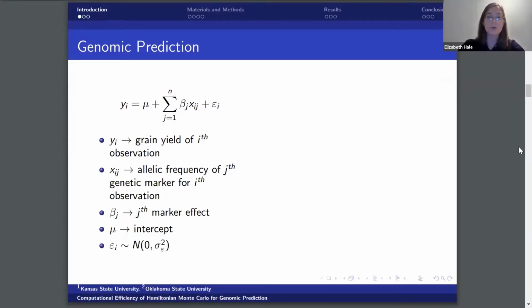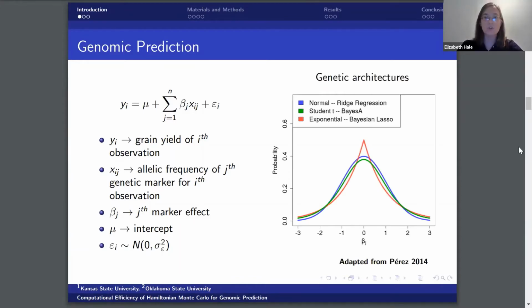Now this model is posed in a Bayesian framework, meaning that our marker effects are going to come from a distribution. And depending on what kind of distribution we use, we assume a different genetic architecture for our plants. A lot of times you'll see a normal distribution used, which corresponds to the ridge regression model. We're also going to look at two other distributions today, the student t distribution and the exponential distribution, or the Bayes A and Bayesian lasso models, respectively.